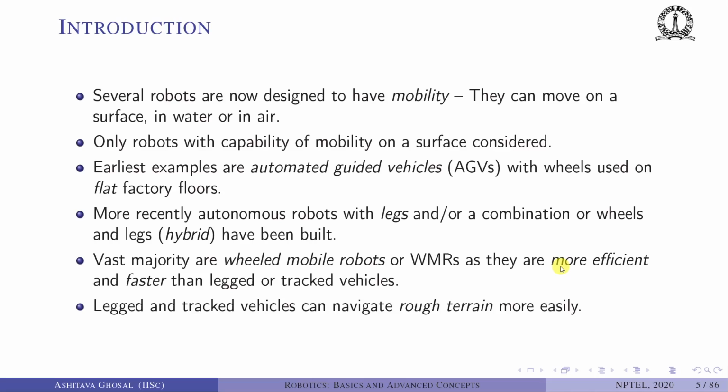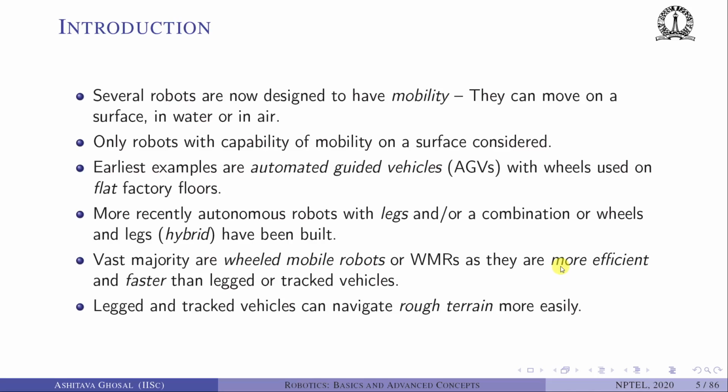So the earliest examples of wheeled mobile robots are automated guided vehicles, also called AGVs, with wheels, and these were used on flat factory floors. Okay, so AGVs could take material components from one station to another station in an automated manner, or sometimes they would be guided by some wire or some tracks which were put on the factory floor.